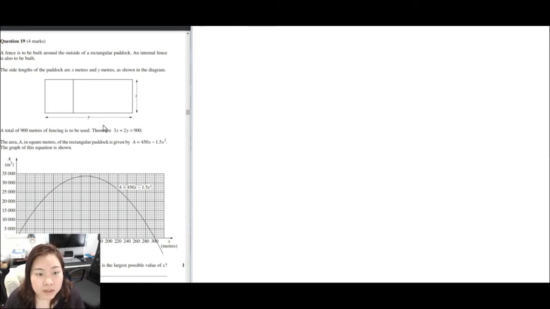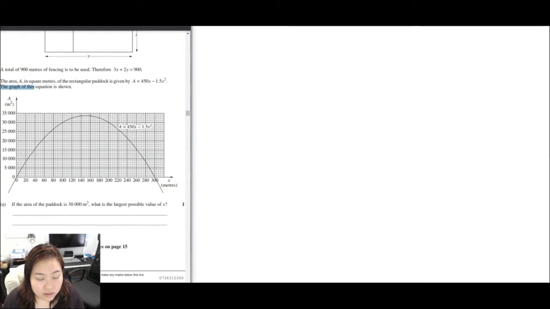A fence is to be built around the outside of a rectangular paddock. An internal fence is also to be built. The side lengths of the paddock are x and y meters as shown in the diagram. A total of 900 meters of fencing is to be used, therefore 3x plus 2y is 900. The area A in square meters of the rectangular block is given by this. The graph is, oh my gosh, I can't read today. The graph and the equation are shown.